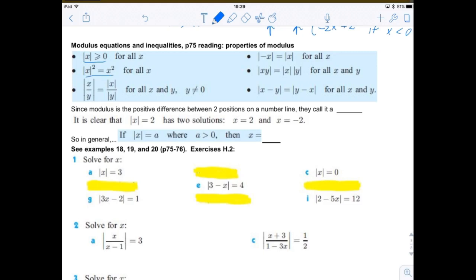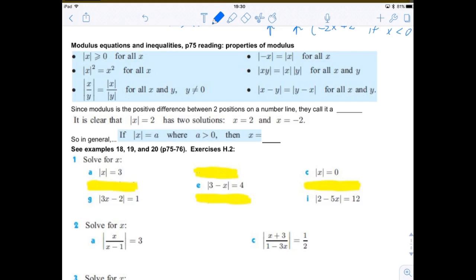The modulus of x squared is equal to x squared for all x. Yeah, because x squared is always positive, right? And basically what modulus does is it makes anything a positive number.